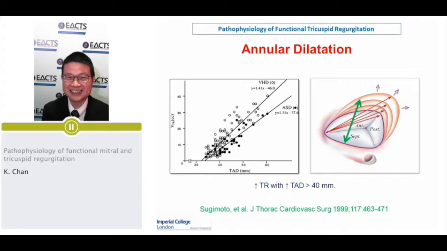An annular diameter of above 70 millimeters measured intraoperatively from the annular septal commissure to the anterior posterior commissure corresponds to a diameter of 40 millimeters measured by echocardiography in the four-chamber view. Because by echocardiography, what is essentially being measured is the distance between the middle of the septal annulus to the middle of the anterior annulus, as shown in this diagram. And we can see from this study here that as the tricuspid annulus dilates above a diameter of 40 millimeters, the severity of tricuspid regurgitation increases.